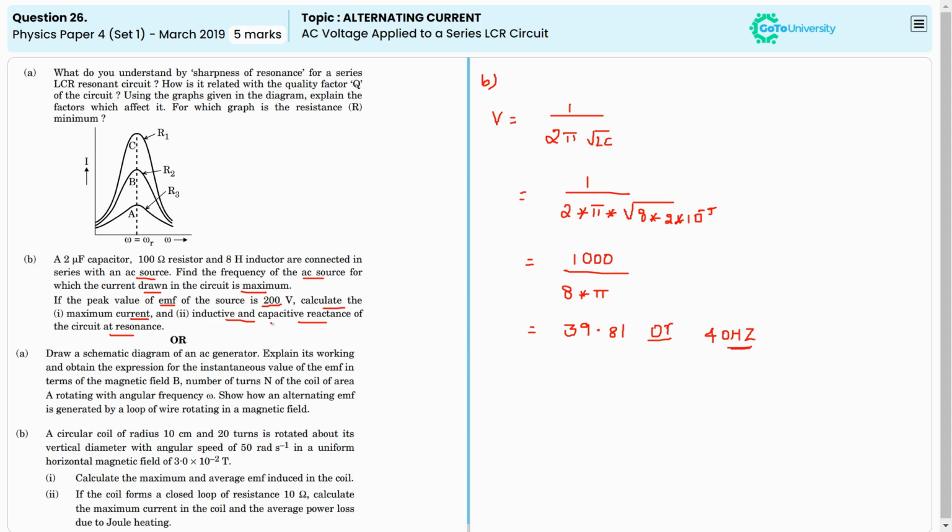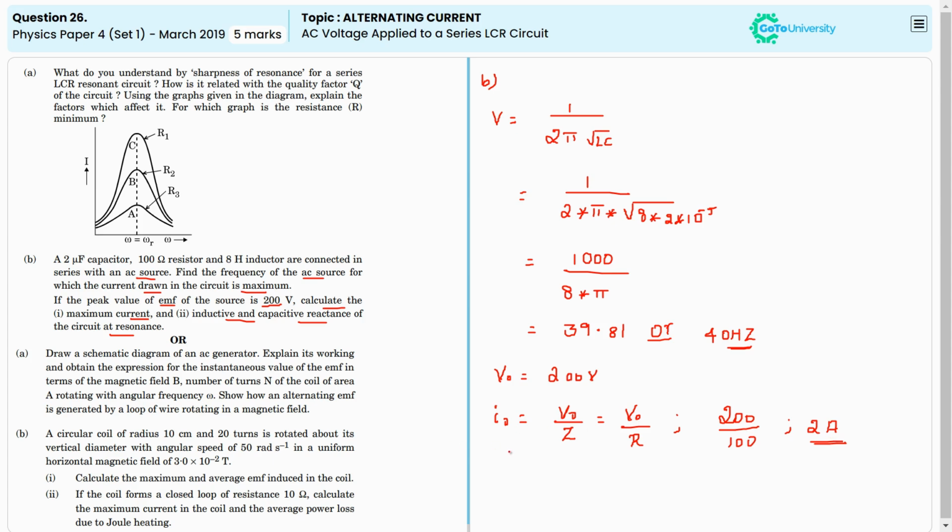Now we know that the given V0 is equal to 200 volts. Then we know that I0 is equal to V0 divided by Z, that is equal to V0 divided by R, because Z is equal to R at resonance. Then we can substitute the values. It is 200 divided by 100, which is equal to 2 amperes.